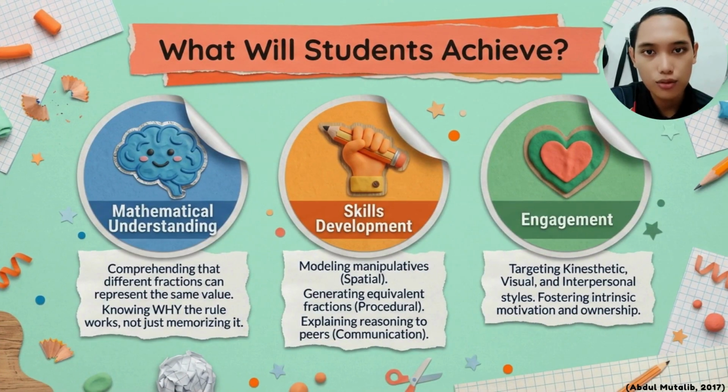Now, I would like to explain the expected learning outcome of our Discovery Station design. We have organized the outcome into three main areas. First, mathematical understanding. Our main objective is for students to understand that fractions may look different with different numerators and denominators, but still represent the same value or the same proportion of a whole.